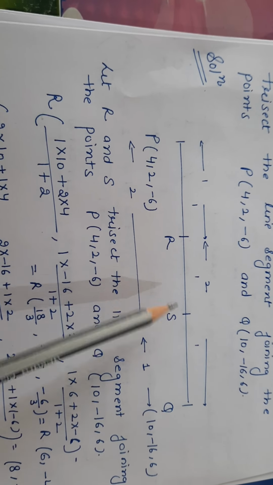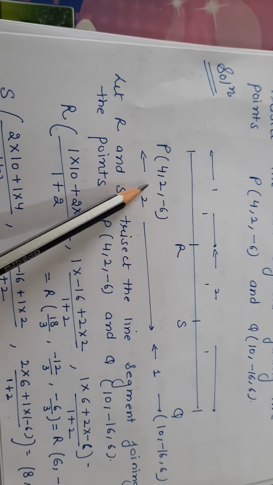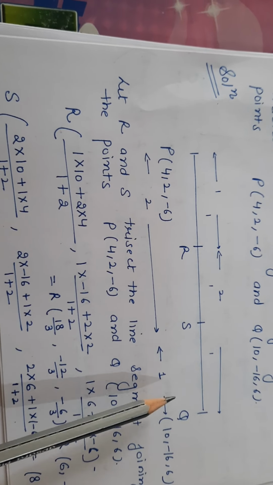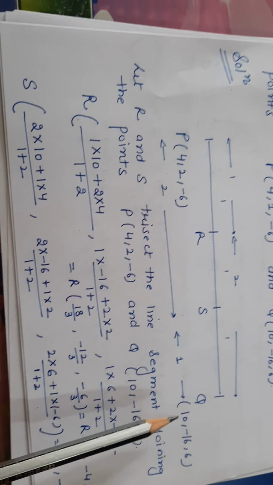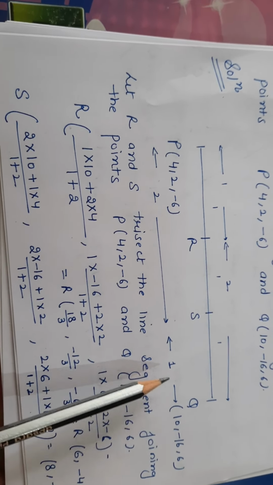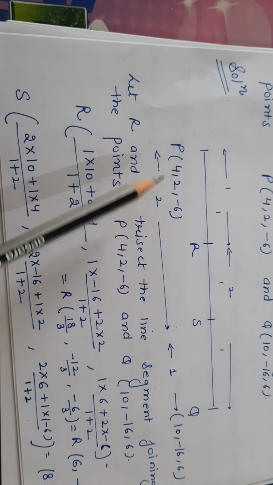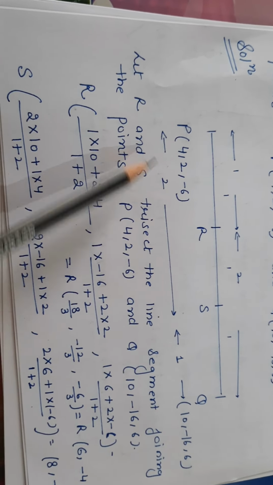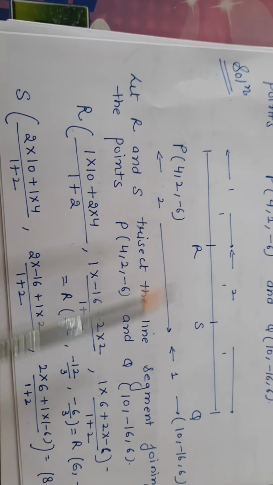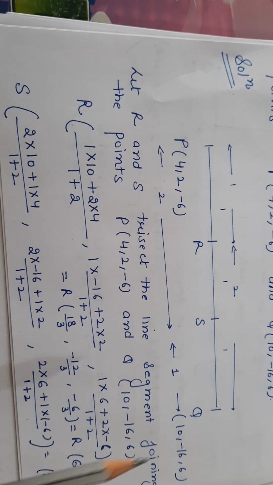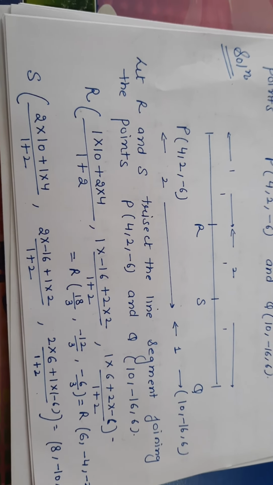In the same way, you can find the coordinate of S. Here your ratio is 2 is to 1. So this is 2 into 10 plus 1 into 4 divided by 1 plus 2. Here 2 into minus 16 plus 1 into 2 upon 2 plus 1. In the same way for Z coordinate.